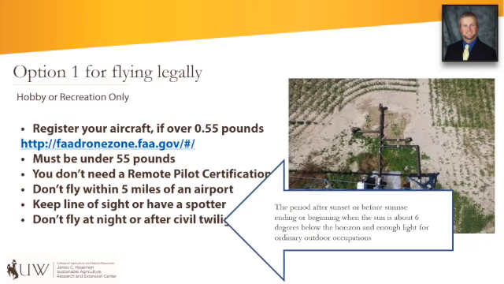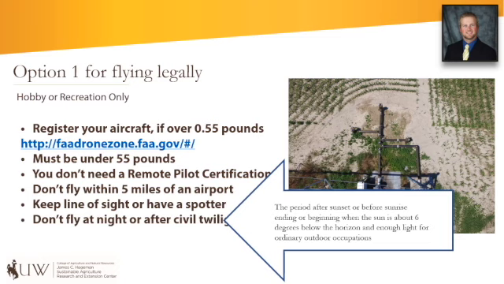There are a few options for you to legally fly your drone in the United States. One option designated by FAA is for fun or recreational purposes. You still must register your aircraft as it is over 0.55 pounds. It also must be under 55 pounds. That's a rather large drone, but as technology increases, there might be the possibility for drones carrying larger payloads.